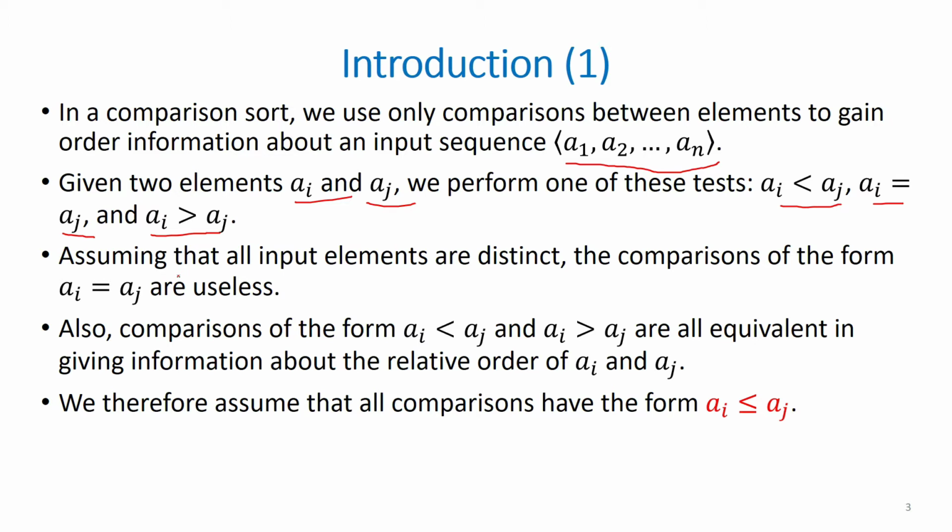If all the elements are assumed to be distinct and not repeated in the input sequence, then the equality test would make no sense and therefore it would be useless. Also, Ai less than Aj is the same as saying Ai greater than Aj, and they only differ in their output. That is, if we assume that Aj is greater than Ai, then Ai less than Aj would return true, and Ai greater than Aj would return false. So we can reduce the three comparison tests to simply Ai less than or equal to Aj.